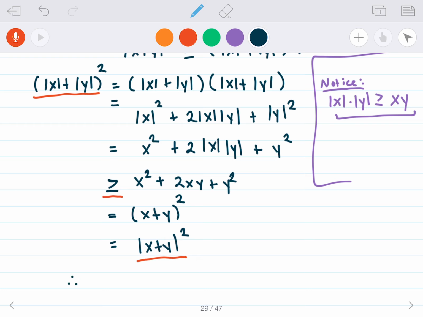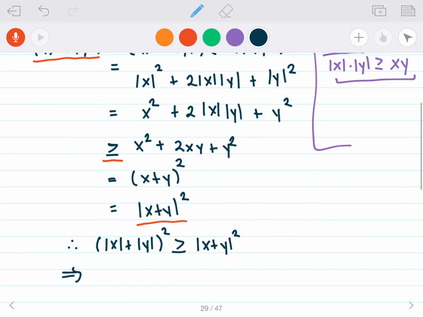Thus, and I'm just writing it backwards to how it was stated, x plus y squared is less than or equal to this guy right here. And this implies that abs x plus y is less than or equal to abs x plus abs y. And we are done with our proof here. So that's the proof of the triangle inequality.